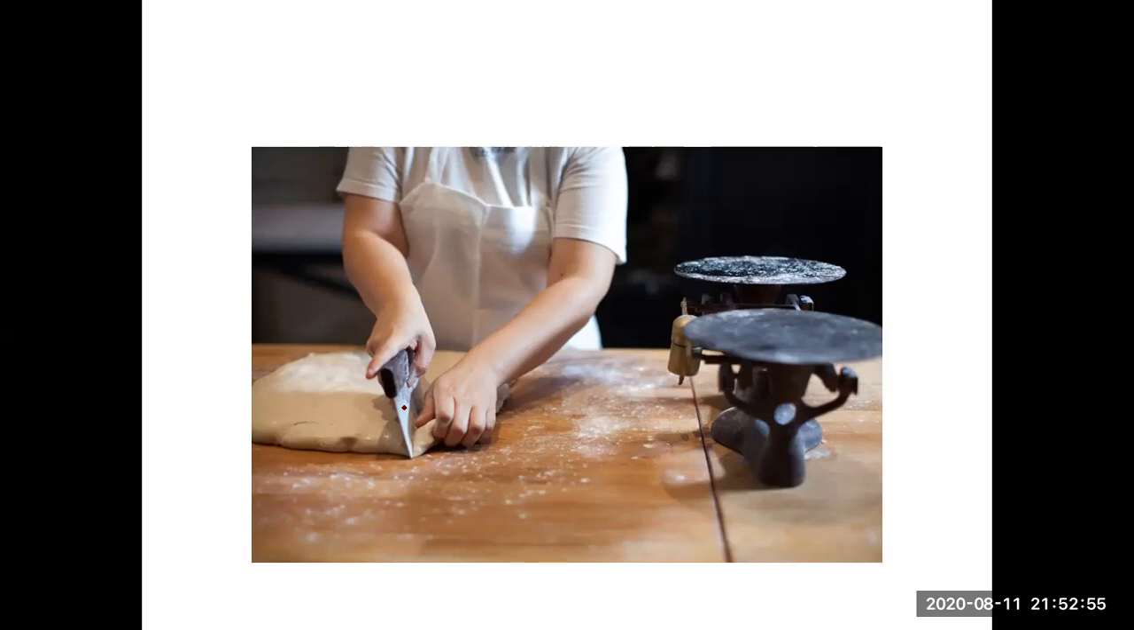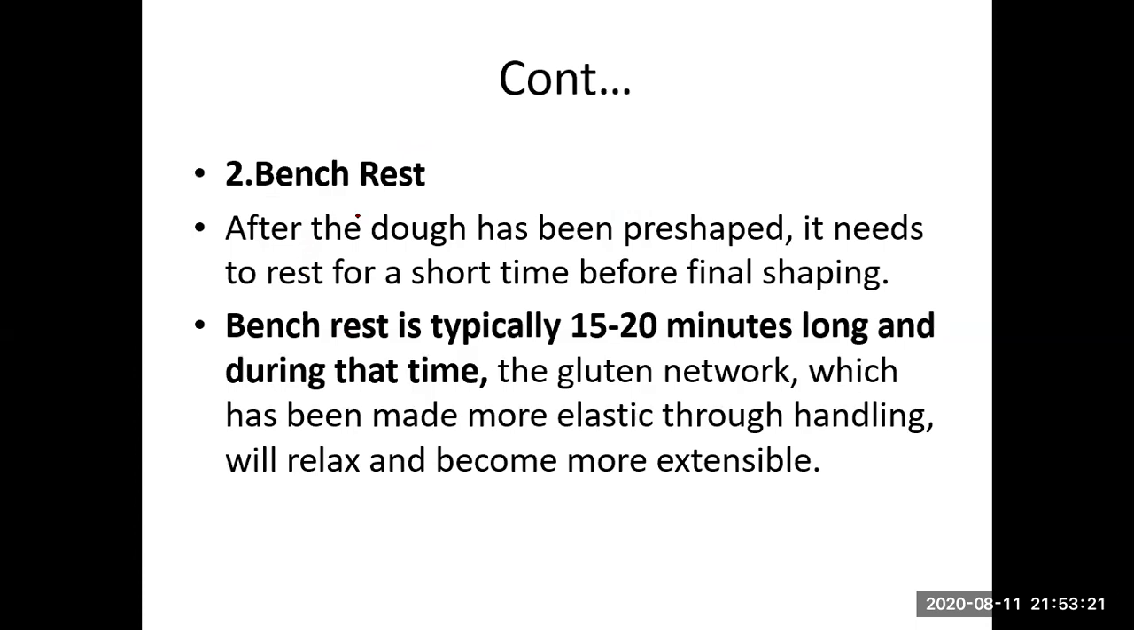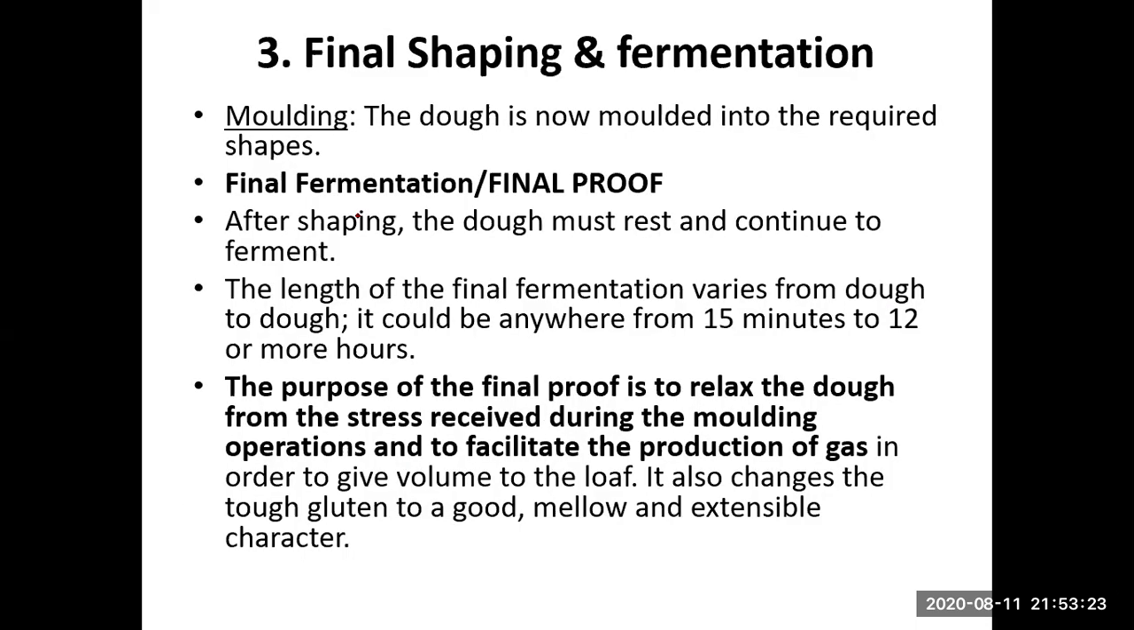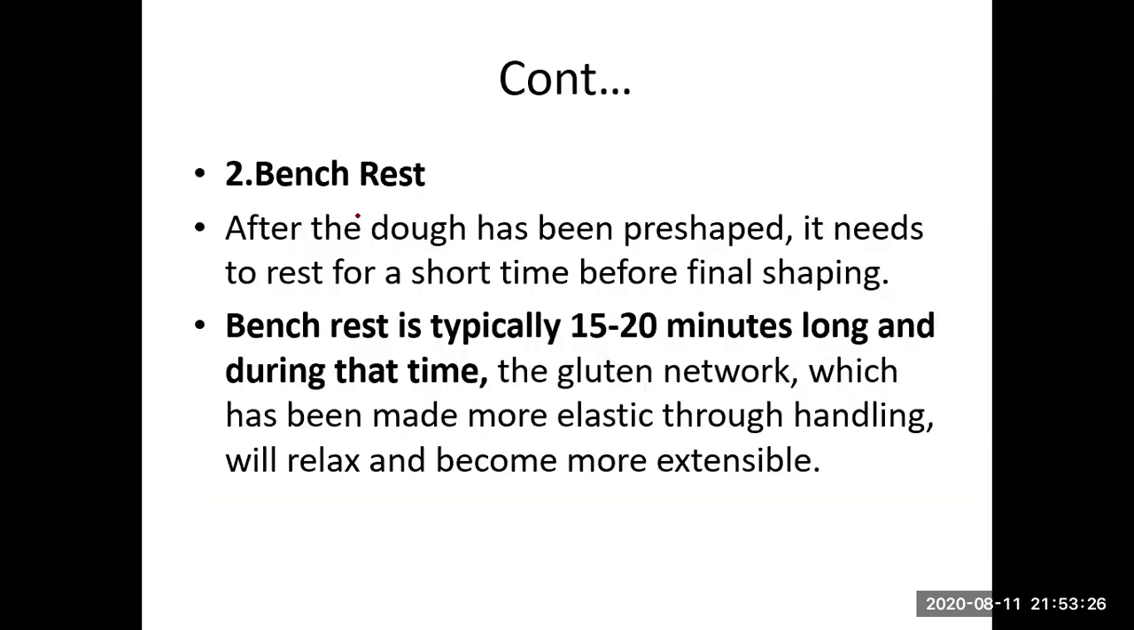The dough is divided according to your requirement. For example, if you are preparing 500 gram of bread or 250 gram of bread, your dough is divided into different portions by measurement, so that every dough will be the same size. After that comes the bench rest, and the third one is called the final shaping. The difference happens between the bench rest and the final shaping.